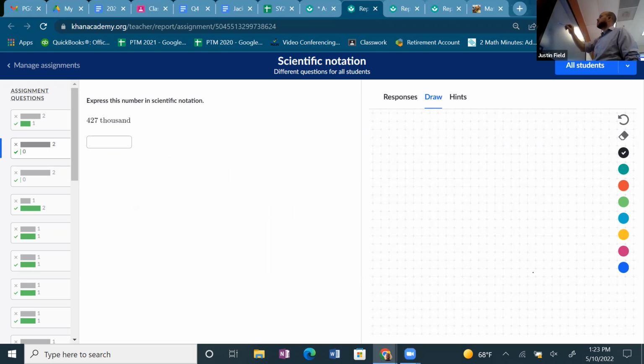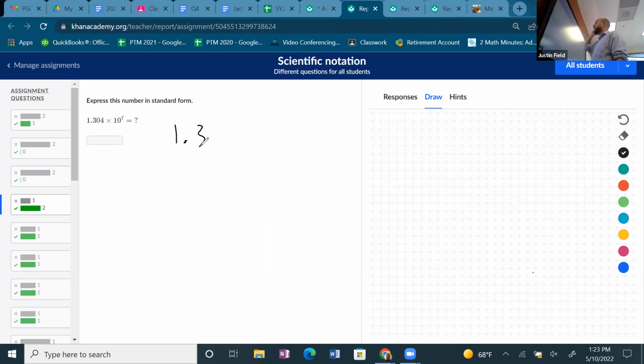Let's do one like this. This one is in what form? Standard or scientific notation? This one is in scientific notation. So this time we're asking ourselves what would it look like in standard form. We look at the exponent. The exponent is positive, so that means we're going to move to the right. If we go from scientific notation to standard form, a positive exponent moves it to the right. 10 to the 7th is going to move it 7 spaces to the right.